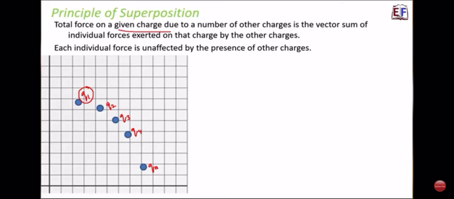How will we calculate that? This principle states that the total force on Q1 would be the vector sum of the force on Q1 due to each of these charges. That means force on Q1 due to Q2, force on Q1 due to Q3, force on Q1 due to Q4 and so on, and the sum of all of these forces. That would be the total force on Q1. Correct? Okay. So let's try to do it a bit more.